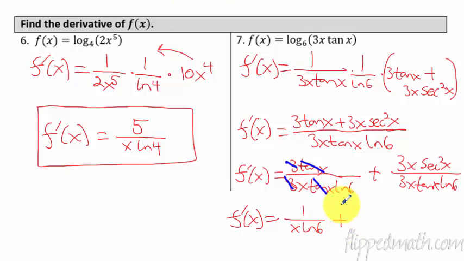Then we'll go plus. So then I get the 3x's cancel, but then that's it. So then we get secant squared x over tangent x, natural log of 6.